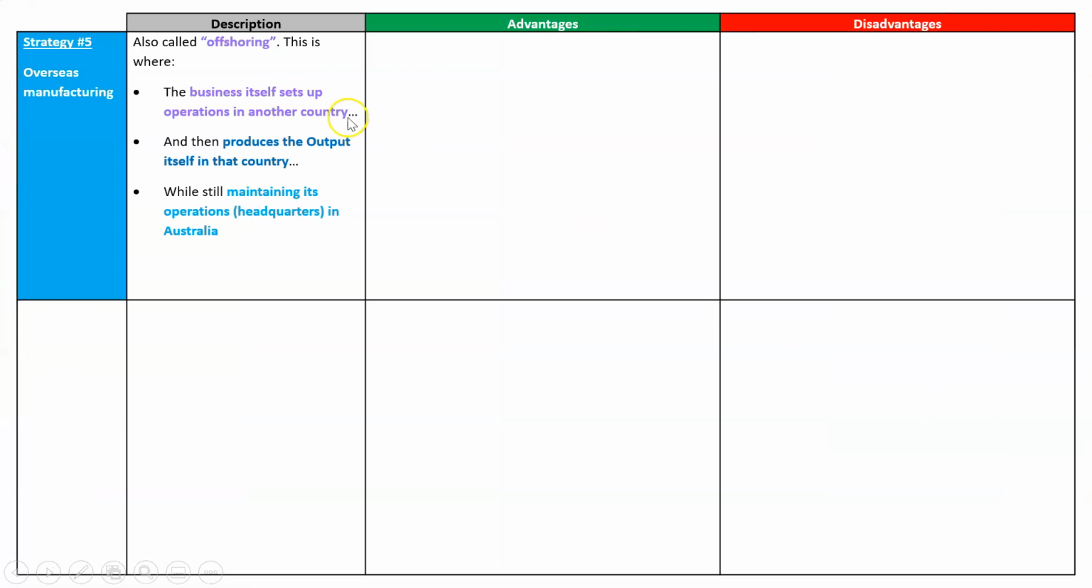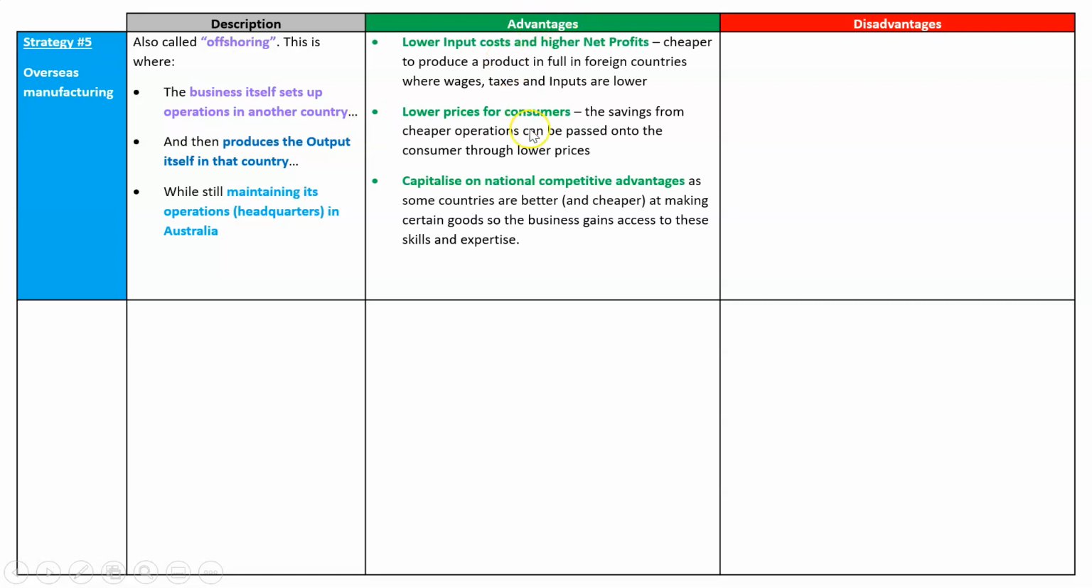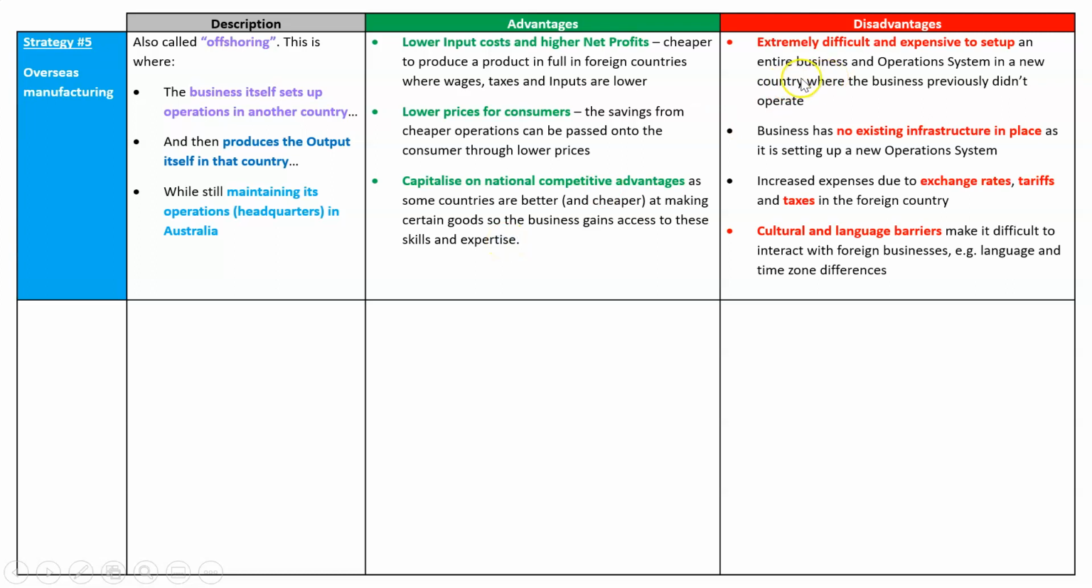Finally, we've got overseas manufacturing. You might see that as offshoring. Same thing. We're going to set up an operation system overseas. We still have headquarters in Australia, but we make the thing overseas ourselves. And we've got the same advantages as with global sourcing of inputs. We're just going to capitalize on national competitive advantages here. Some countries are better at making certain things, and we can capitalize on that. The disadvantage is it's very difficult to set up. You've got your exchange rates and your taxes and your cultural and language barriers.